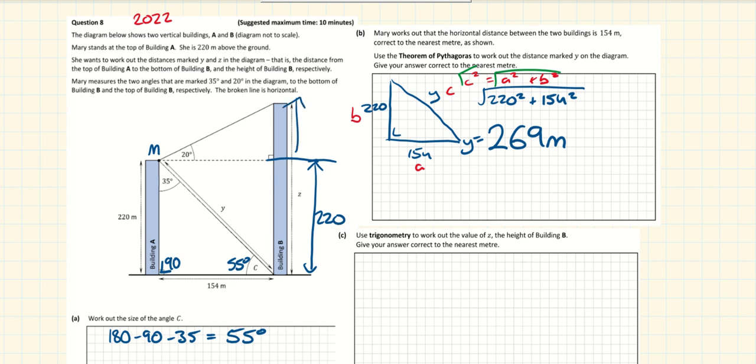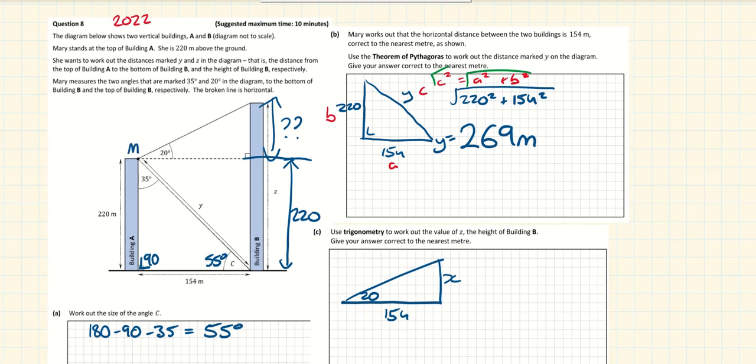What we need to worry about is this top bit up here. So let's draw that triangle. We've got 20 degrees in there, and 154 as our length. And we need to find, we'll just call it X. Okay, we're going to call it X.